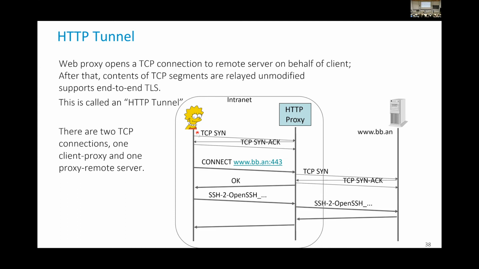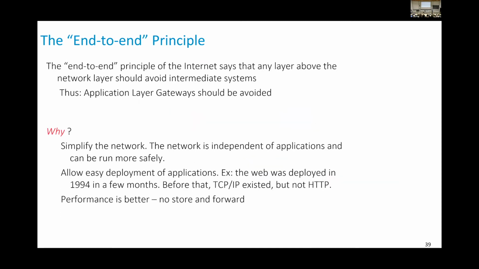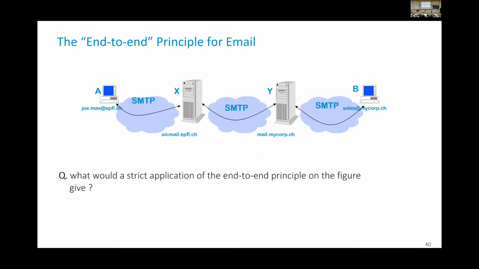So we see here that we open one TCP connection from client to proxy. The proxy opens one TCP connection to the server, and the server, in fact, replies to the proxy, which is a true man in the middle. As I mentioned, the end-to-end principle is excluding that. So the end-to-end principle says that we should not do it.